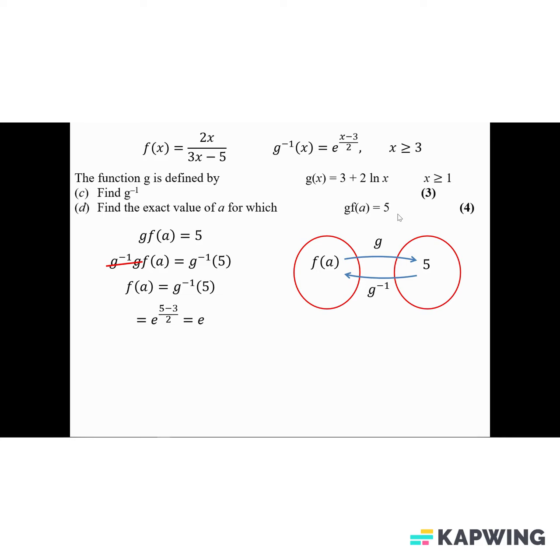g to the minus 1 of 5, well, I'll put 5 in the inverse function, e to the (5 minus 3) over 2, e to the power of 1, or just e. f of a is 2a over 3a minus 5. And then I just need to isolate the a's then. So I'll multiply by the denominator, expand the bracket out, get the a's on one side, and isolate the a, and divide. So it says a equals.